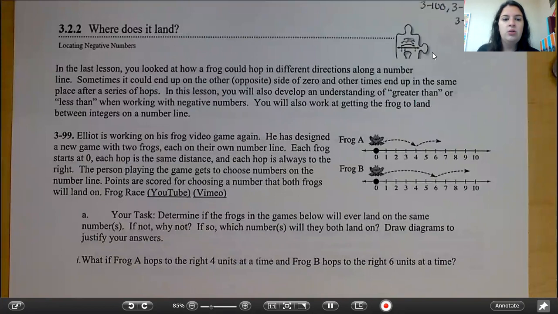In the last lesson, you looked at how a frog could hop in different directions along a number line. Sometimes it could end up on the opposite side of zero, and other times end up in the same place after a series of hops.